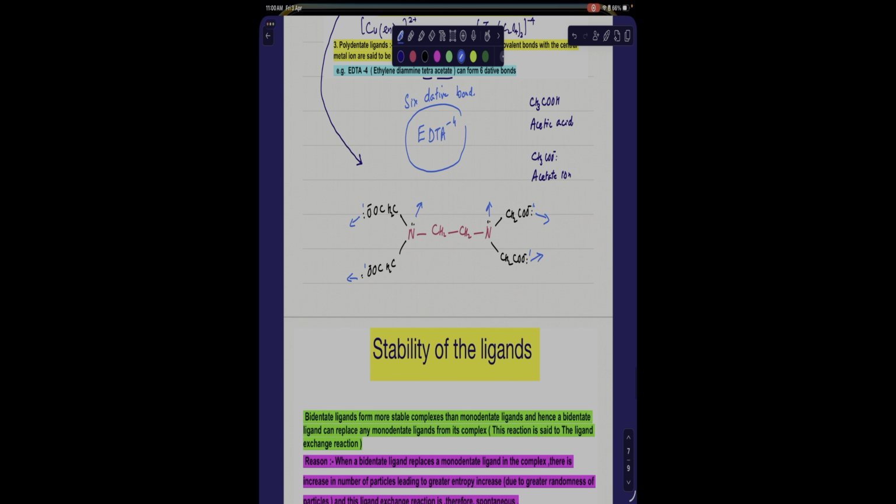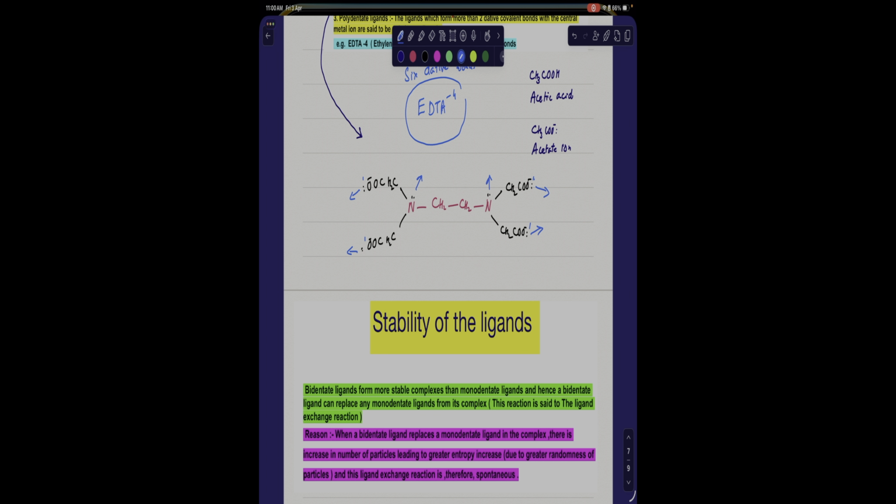You remember, in displacement reaction, a more reactive element can displace a less reactive element. So if a ligand is able to form stronger bonds, or it will be able to make the number of particles increase, because actually the reason behind this is, when a bidentate ligand is replacing a monodentate ligand, there is an increase in entropy. As you will be knowing, natural or spontaneous processes are accompanied by increase in entropy, right? So when a bidentate ligand is replacing a monodentate ligand, there is an increase in the number of particles.